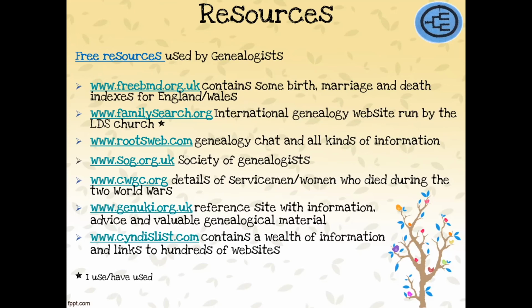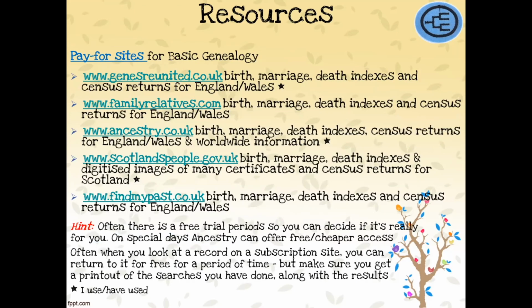You don't always find them. You have to search hard. You can do search results, or if you know the area, you know the year in which people were born, you can do that individual search, but it takes time. And then there are many sites that you can pay for: Genes Reunited, FamilyRelatives.com, Ancestry.co.uk, Scotland's People, Find My Past. And the ones I've also starred, these are ones that I have used in the past or that I do use to do my genealogy search.